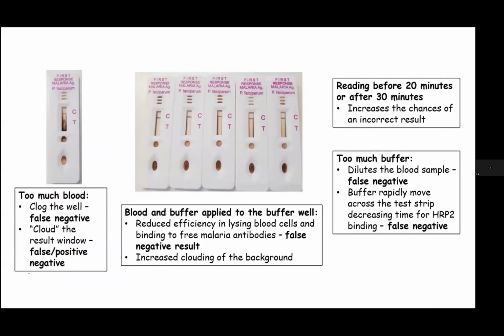I've put this in just to highlight some examples demonstrating operator-dependent reasons for false negative tests. So things like too much blood, which clog the well and cloud the result window, may result in a false positive. In the middle, we see a series of tests where the blood and the buffer were not applied correctly, so they are both applied to the buffer well. This results in reduced efficiency in lysing blood cells and binding to the free malaria antibodies, resulting in a false negative test. Reading at an incorrect time, too early or too late, also increases the chances of an incorrect result.